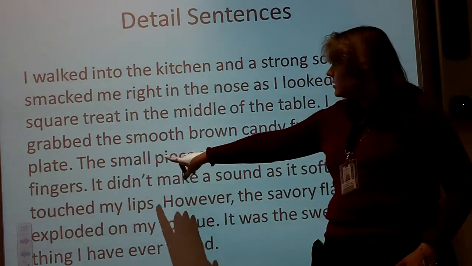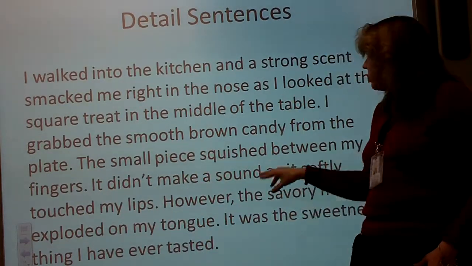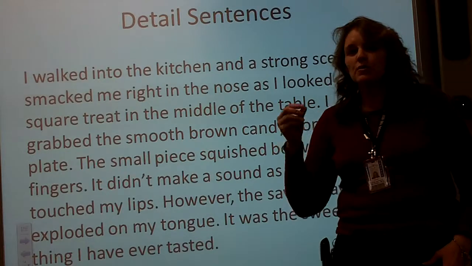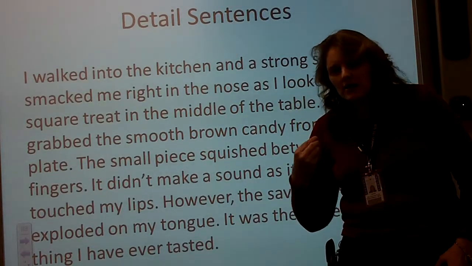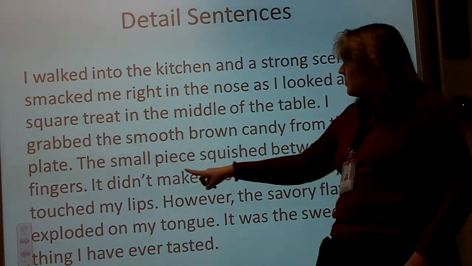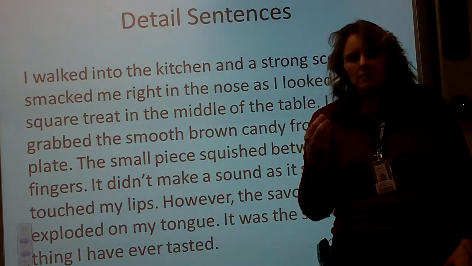Okay, we've got small, again that's what it might look like, but notice I used, instead of just saying the small squishy piece, I said the small piece squished. I'm giving it some action, some life. And I put my fingers in there. I'm doing something with it.